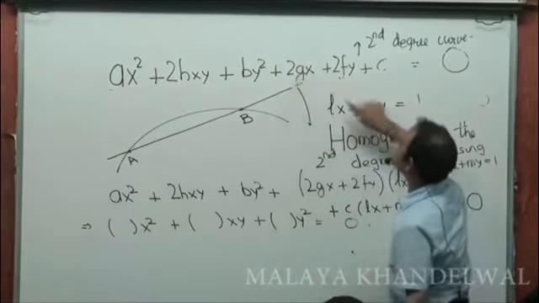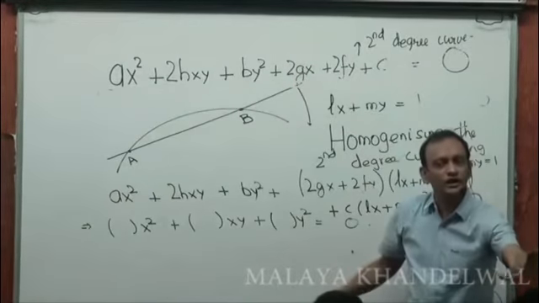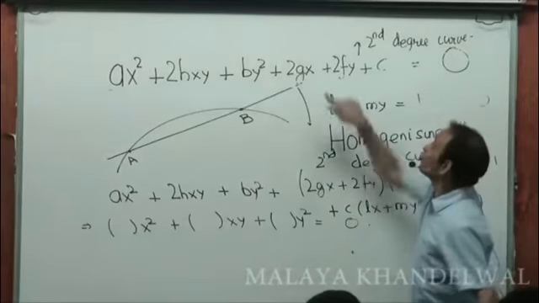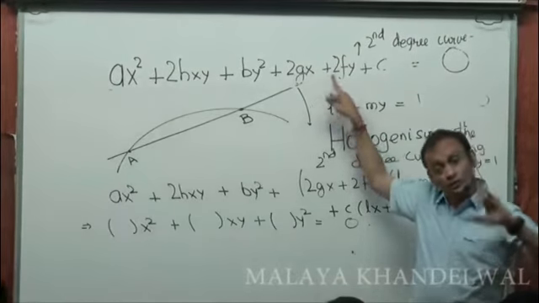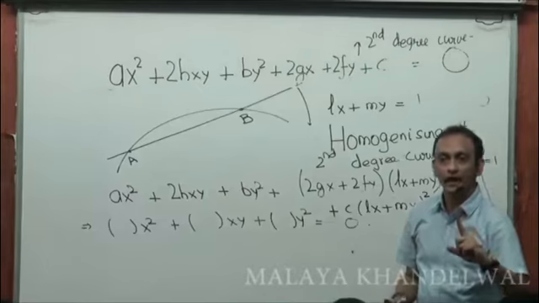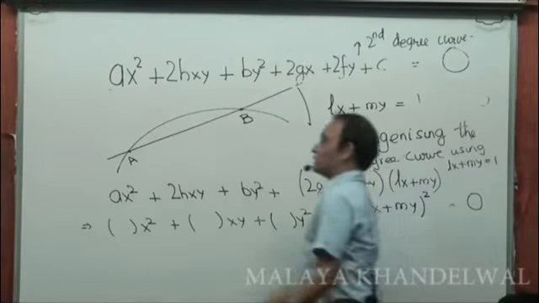So homogenizing this with this will give me what? A pair of straight lines passing through the origin, no matter what this represents. That's part one of the story.